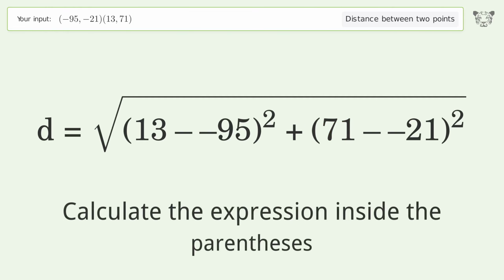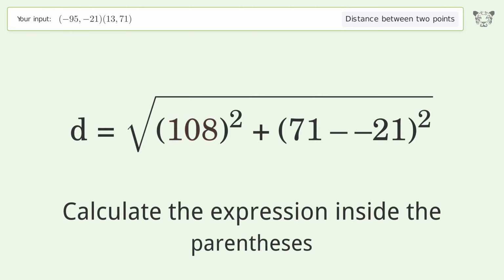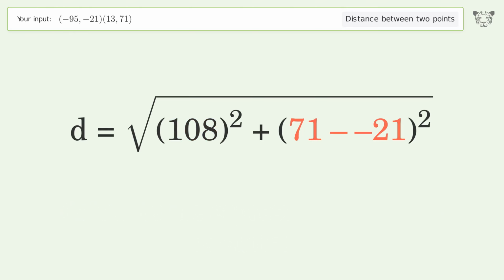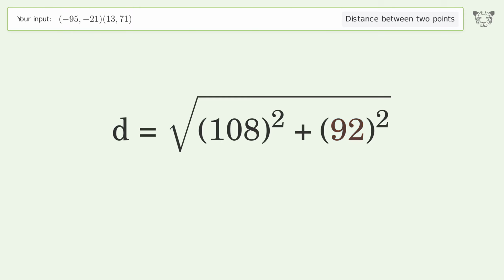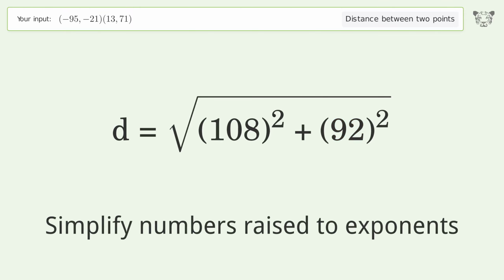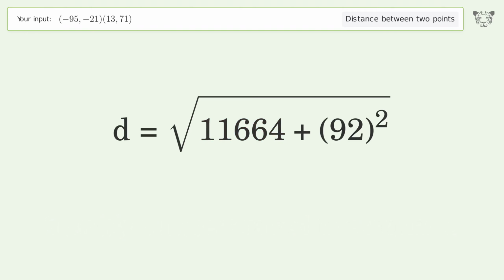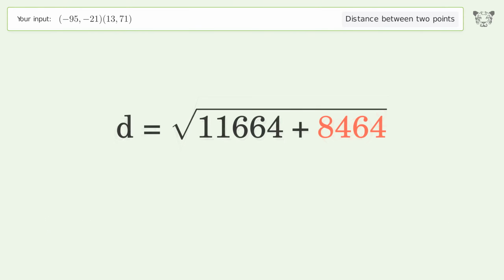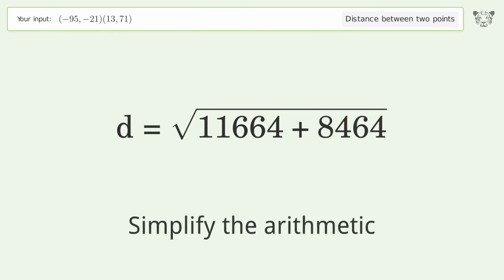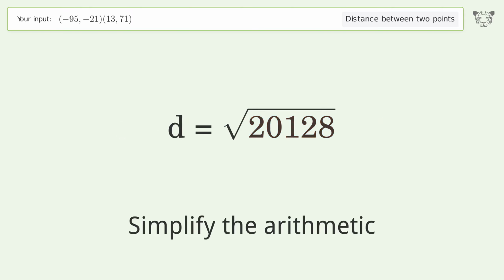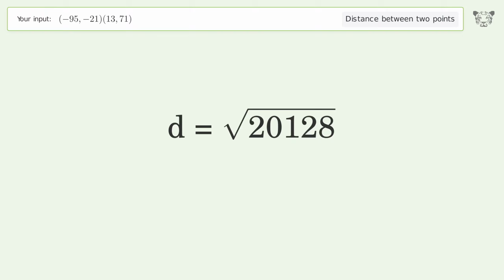Calculate the expression inside the parentheses. Simplify numbers raised to exponents. Simplify the arithmetic. And so the distance between the 2 points is the square root of 20,128, or 141.873.